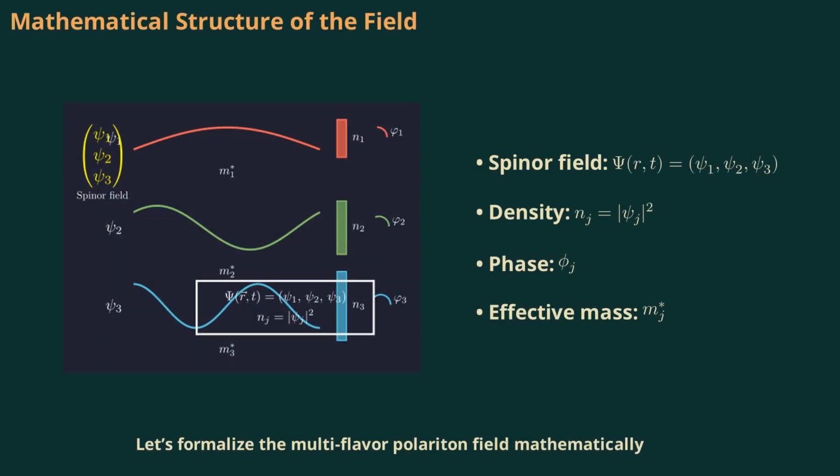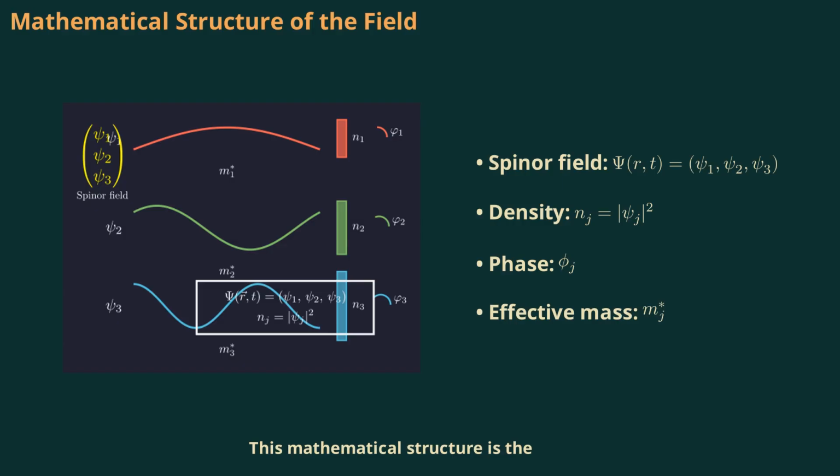Let's formalize the multi-flavor polariton field mathematically. The field is represented as a spinor, psi(r,t) equals psi 1(r,t), psi 2(r,t), psi 3(r,t), where each psi j is a complex wave function for a specific flavor. Each component has its own density, N j equals |psi j| squared, and phase theta j. The effective mass M j star for each flavor determines how it responds to external forces and interacts with other flavors. This mathematical structure is the backbone of the system's dynamic behavior.